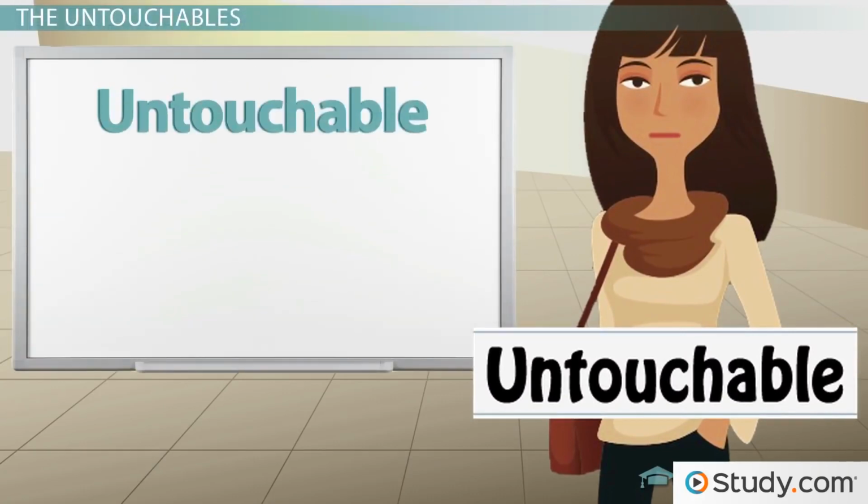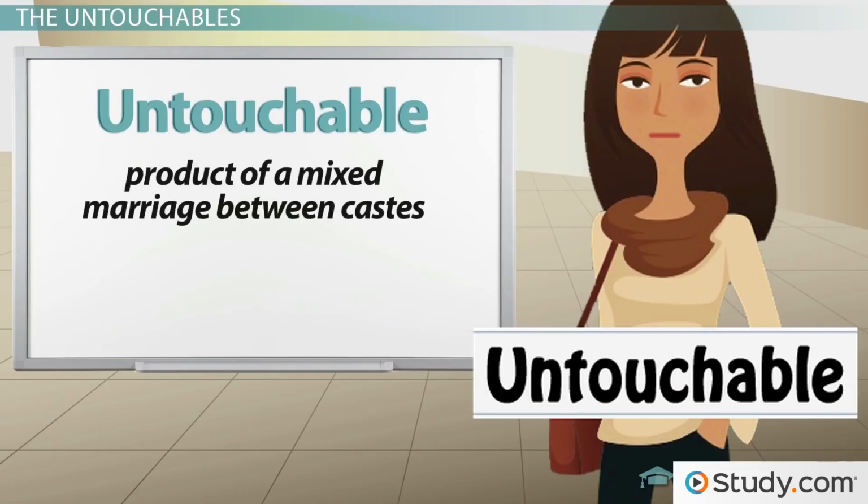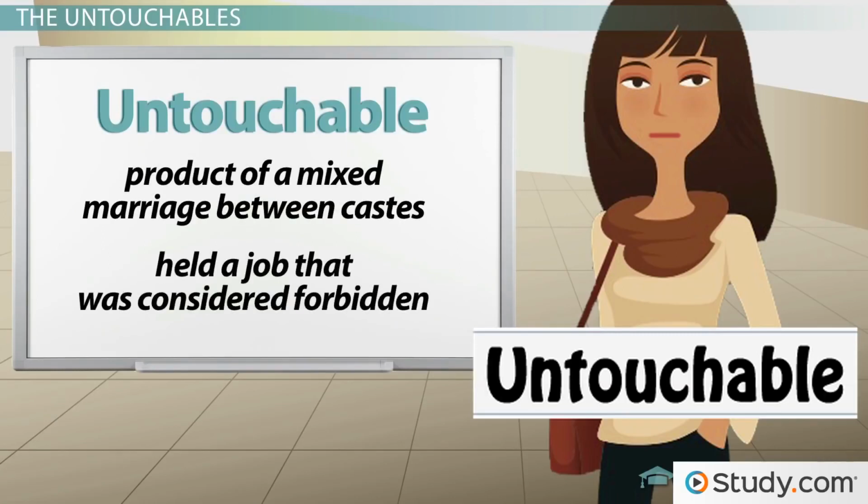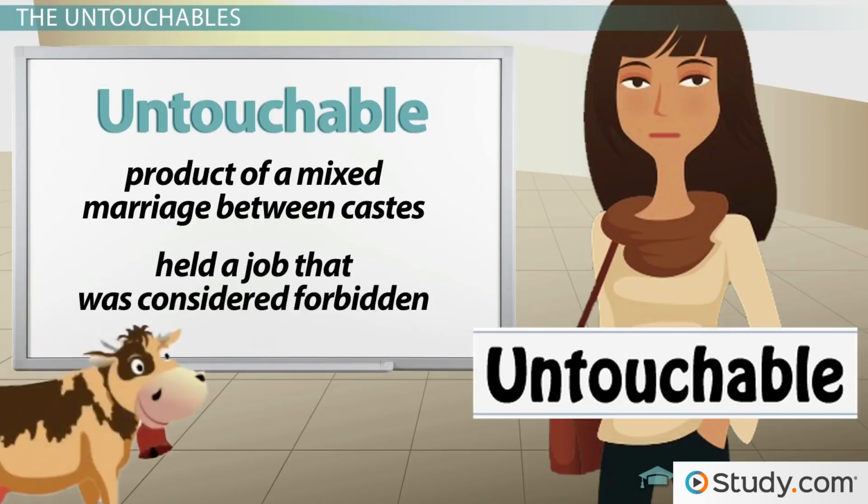As an untouchable, I wasn't even given the honor of a caste. In fact, I was so low, I was outside the caste system, a true outcast of society. As an untouchable, I was either a product of a mixed marriage between castes, or I held a job that was considered forbidden. For instance, I may have worked with leather, since it was forbidden for Hindus to touch dead cows, and since leather comes from the hide of a dead cow, my job would make me an untouchable.